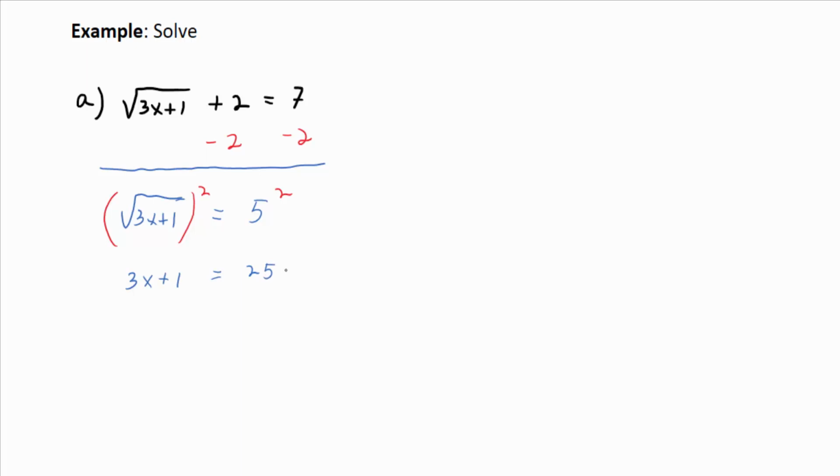And now you've got yourself a little linear equation. Can you finish that off for me? What do you get? 8 is correct. You subtract 1 from both sides, that gets you 24. Divide both sides by 3, you get 8.